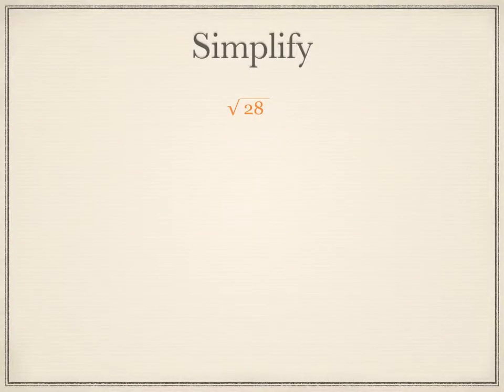So the first question is to simplify the square root of 28. We're going to go ahead and make a factor tree. What times what equals 28? Well, 14 times 2. 14 can break down to 7 and 2. So now we've got 28 written as a product of primes: 7 times 2 times 2.